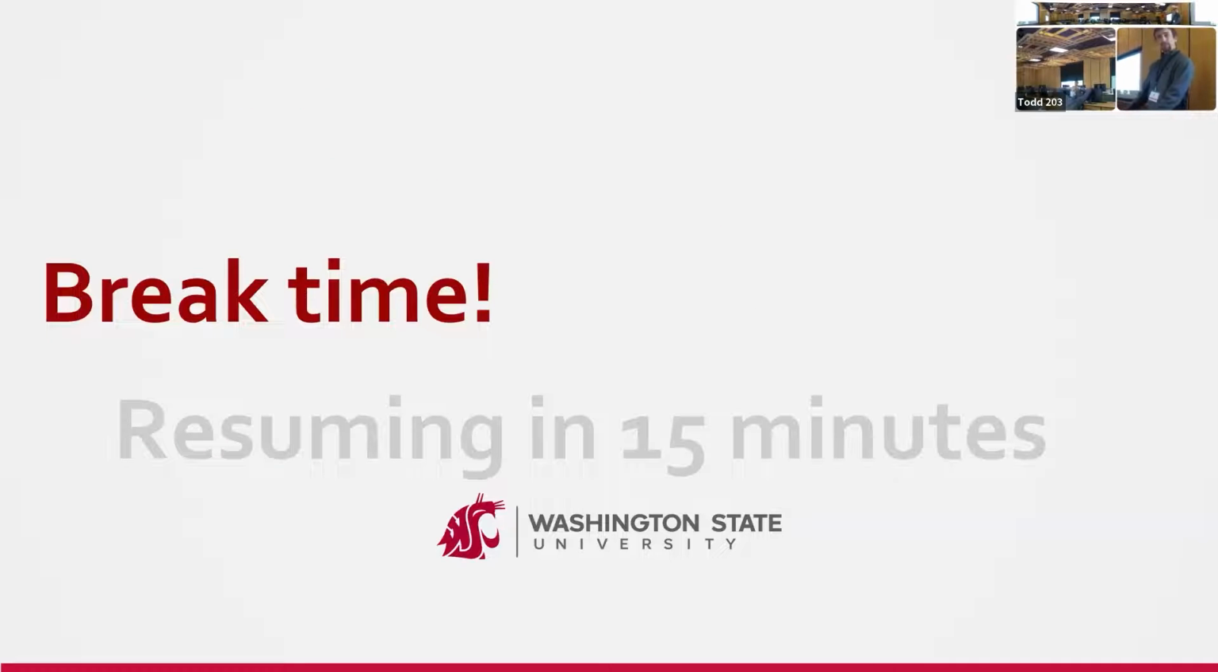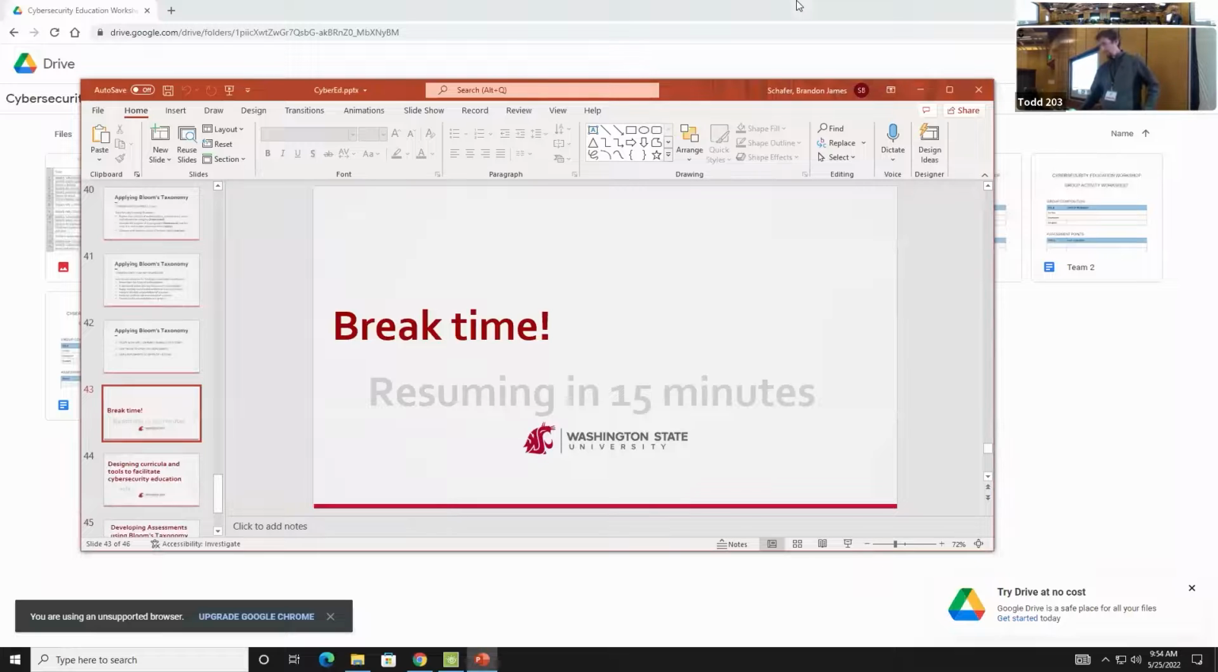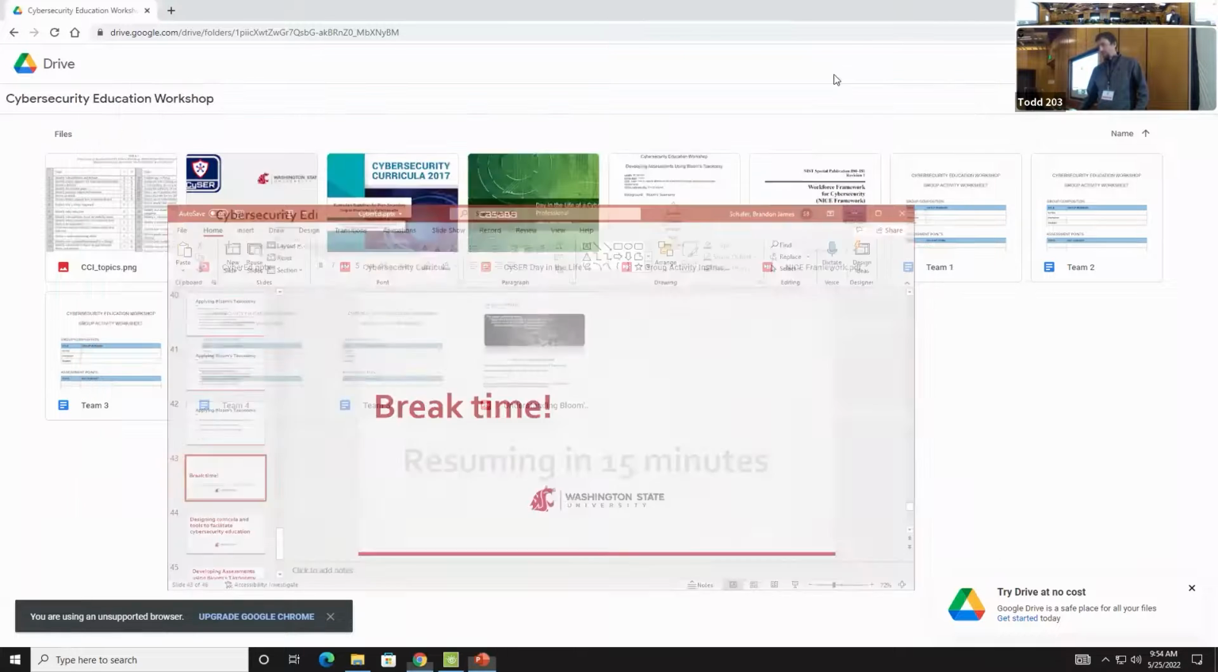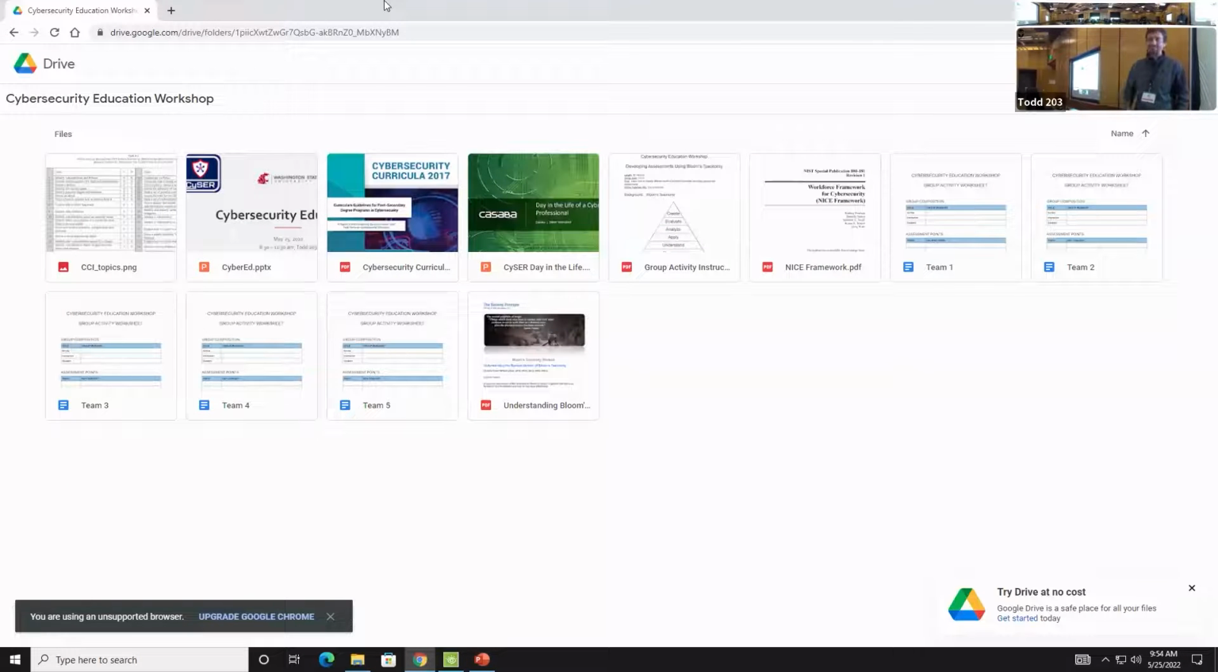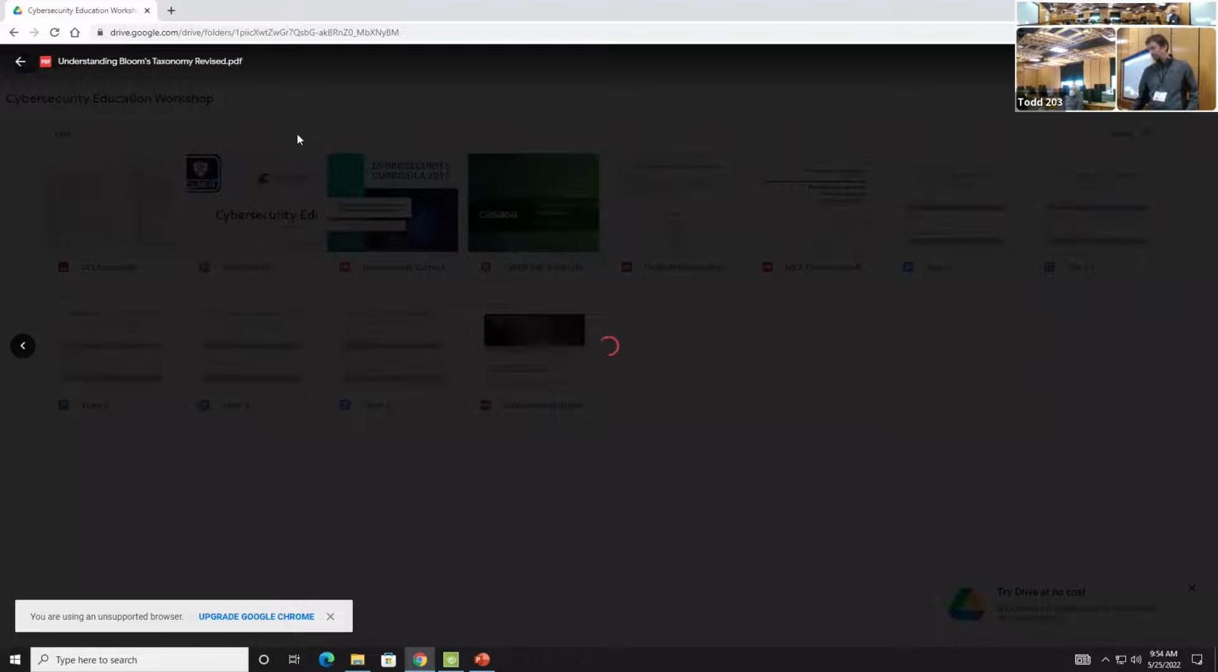Or another approach is we could just take a break right now. Yeah, I don't know. I managed to get through that. I think what we could do is, why don't we just spend the next 15, 20 minutes looking at the materials. Yeah, and I guess I can go over these two, or we can go over them together. This is the document that goes into a little bit more detail about Bloom's taxonomy, and there's some good information in here, so we'll go over this, I guess, if it loads.